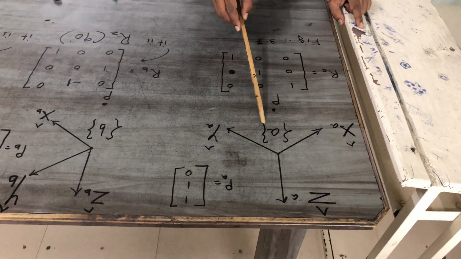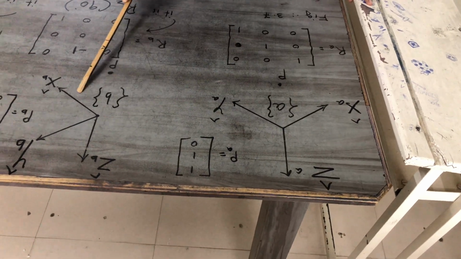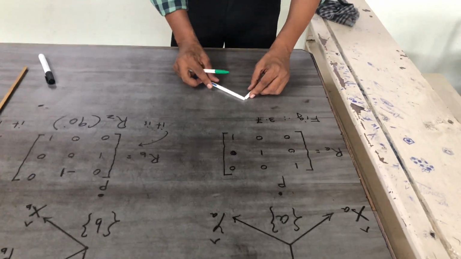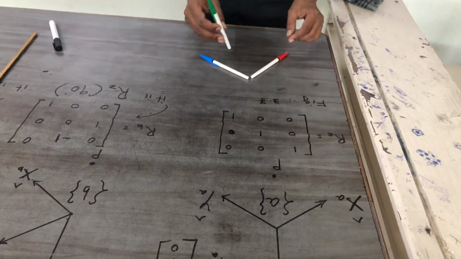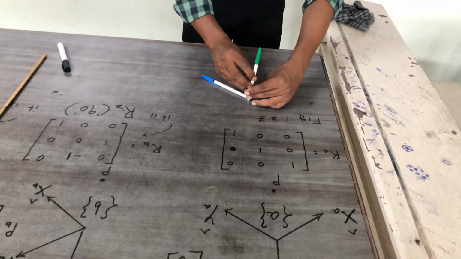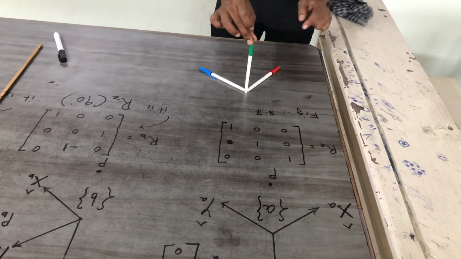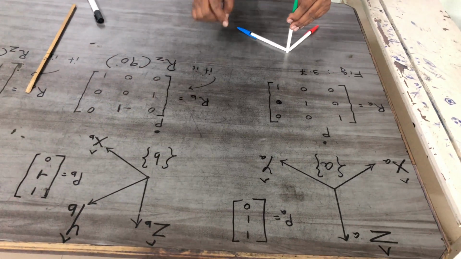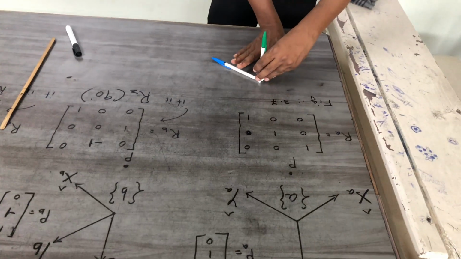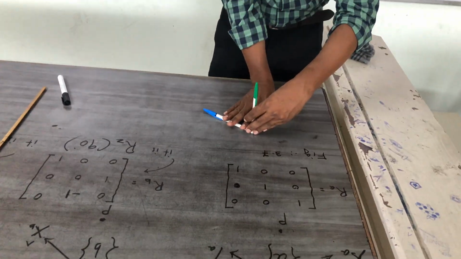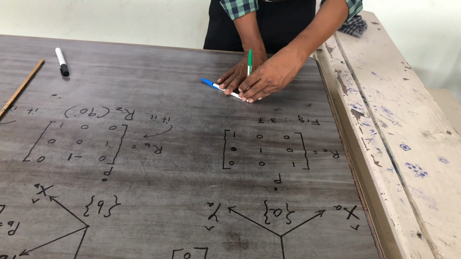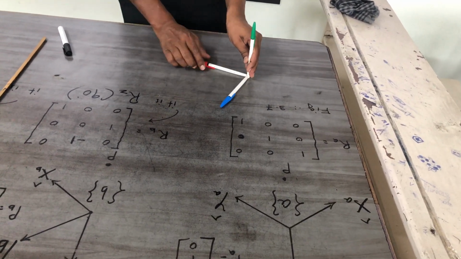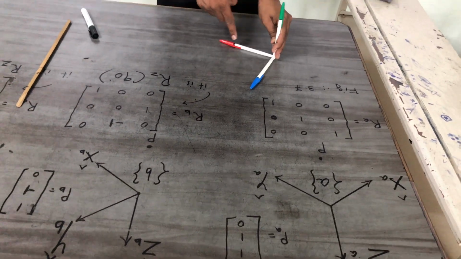Reference frame A coincides with the stationary reference frame. Here reference frame A is this: this one is the x-axis, this one is the y-axis and this one is the z-axis. This is the orientation X, Y, Z. So if you rotate this frame by 90 degrees anti-clockwise from my side, this way, it becomes this. Now this is the B frame.